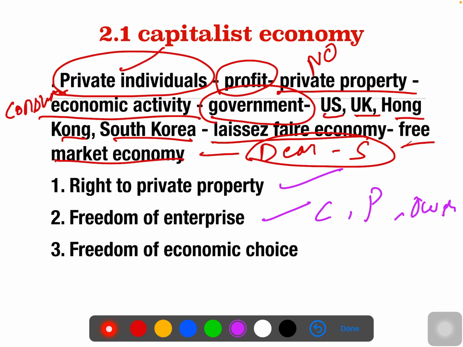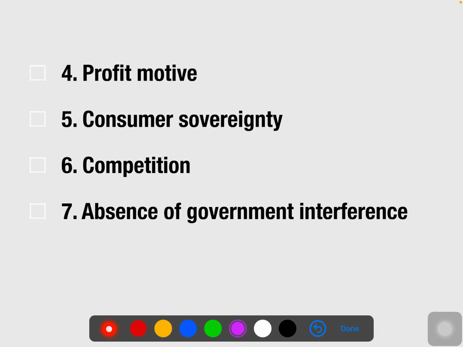The consumer can choose whatever he feels like. He can choose his work, whatever production he wants to do, and how many goods he wants to exchange. He owns complete freedom. So he has all the freedom to do whatever he feels like.